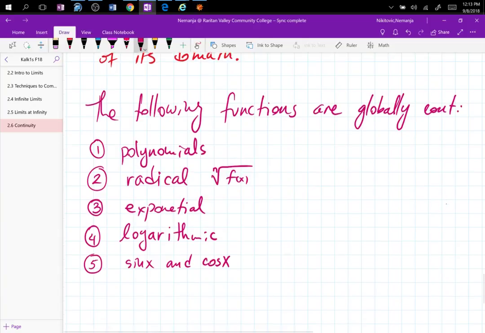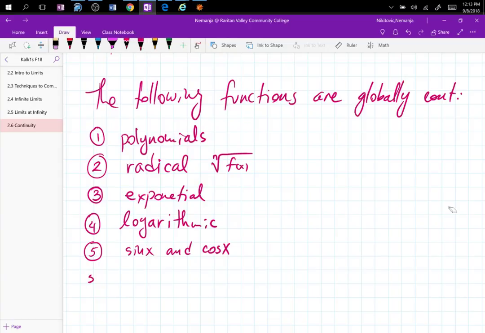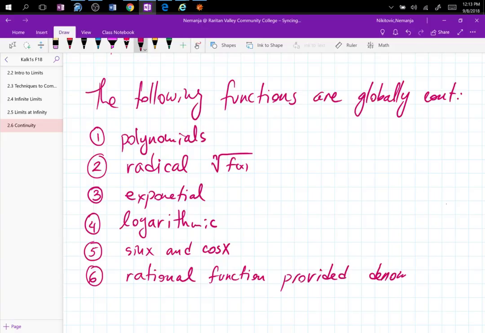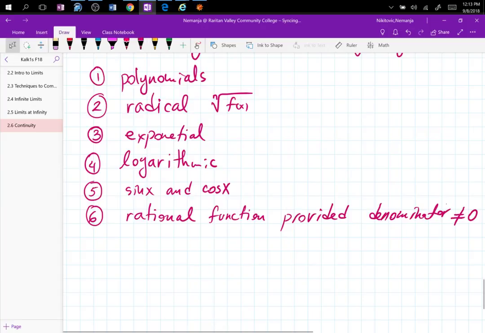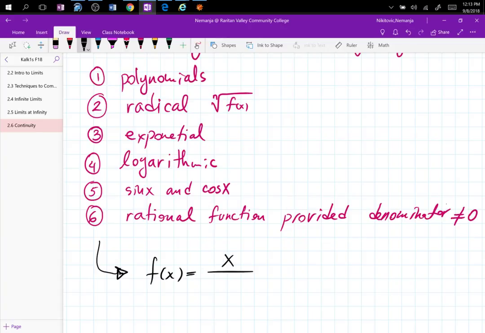What is not continuous? Well, rational function, provided denominator not equal to zero. I actually have to give an example for number six over here because people are used to seeing, oh, it has denominators, so therefore there are going to be vertical asymptotes, they're discontinuous. No.